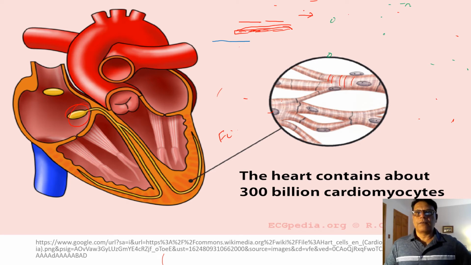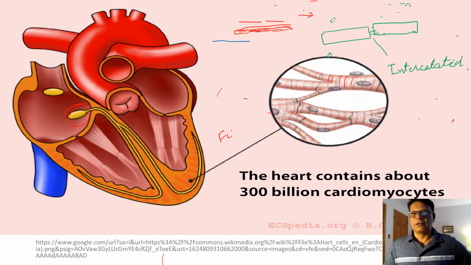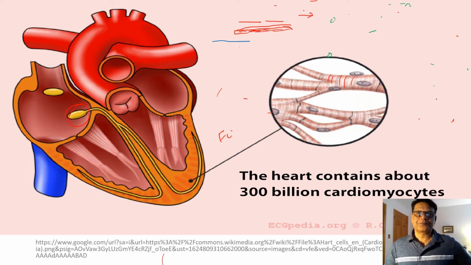Cardiomyocytes are connected with small discs. These discs are called intercalated discs. We will discuss them in detail when we discuss the action potential of the heart. Okay, let's move to the non-contractile cells of the heart.